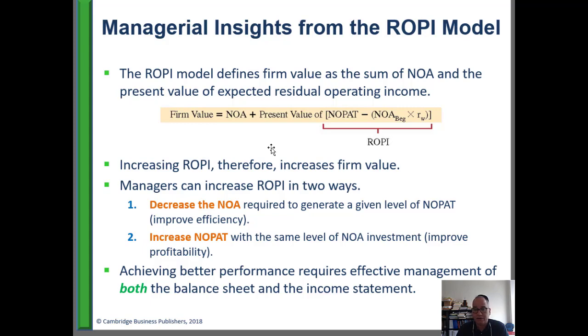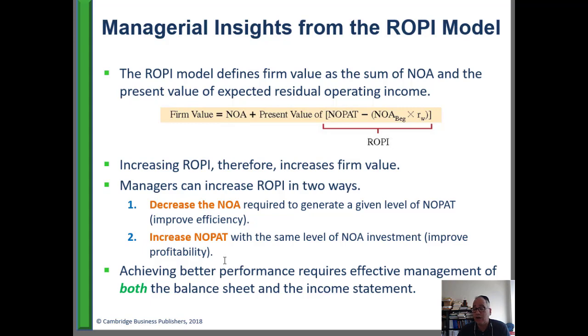So two ways to do this. One way is to decrease your net operating assets. You're probably thinking, wait, that would decrease firm value because this would go down. But the thing is that decreasing net operating assets would increase your residual operating income, and that should have a larger impact on firm value in the long run. So in essence, when you're decreasing net operating assets, you're improving net operating asset turnover by producing the same amount or more using fewer net operating assets. What this means is becoming more efficient.